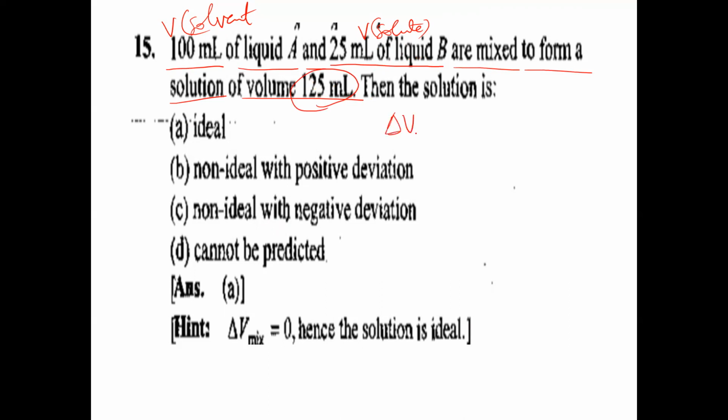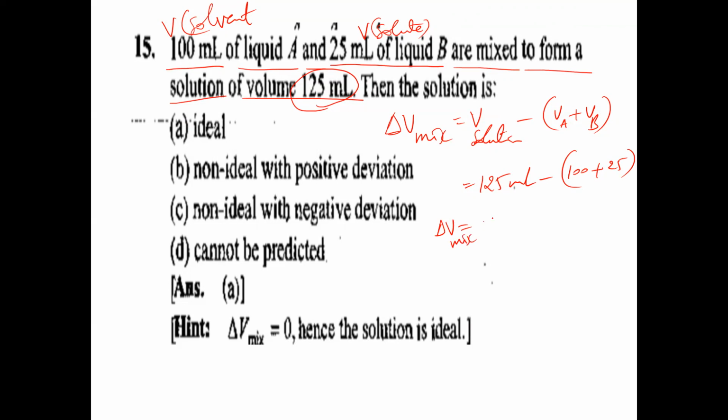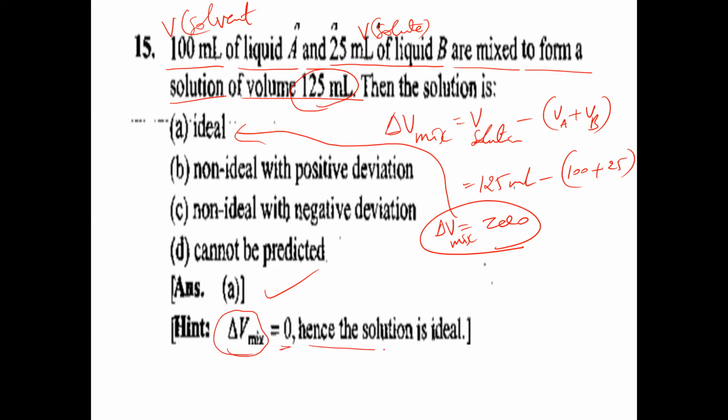Delta V mixing is equal to, what is the formula here? V of solution minus V of solvent plus V of solute. How much volume of solution is formed? 125 ml, minus VA, 100 ml, plus VB, 25 ml. That's why delta V mixing is equal to 0. So whenever delta V mixing is 0, it must be an ideal solution. Why is it an ideal solution? Delta V mixing is equal to 0. Hence the solution is ideal.